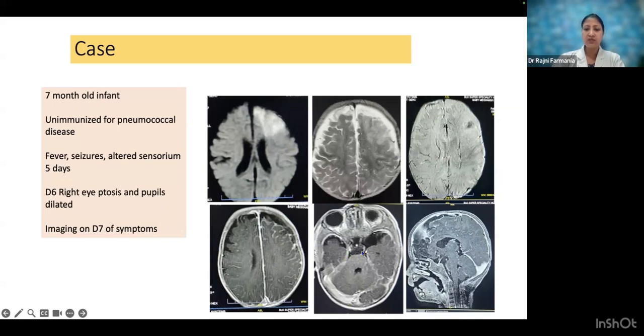The child also had sixth nerve involvement. So here you can see the vascular. So the child also had cranial neuritis along with that. So cerebritis, cranial neuritis in the case of Streptococcus pneumoniae.